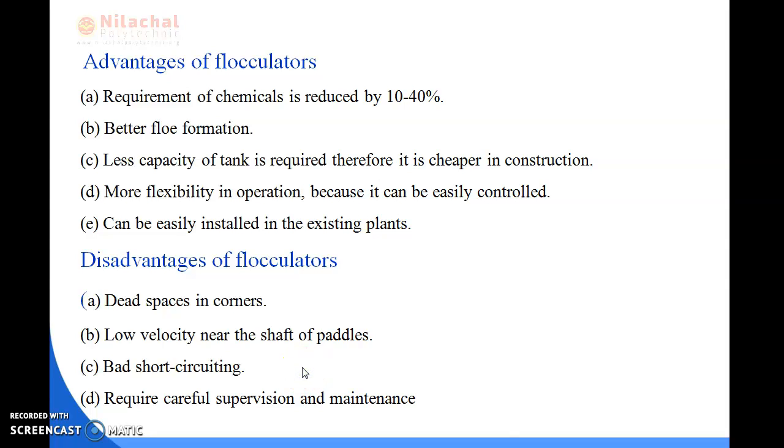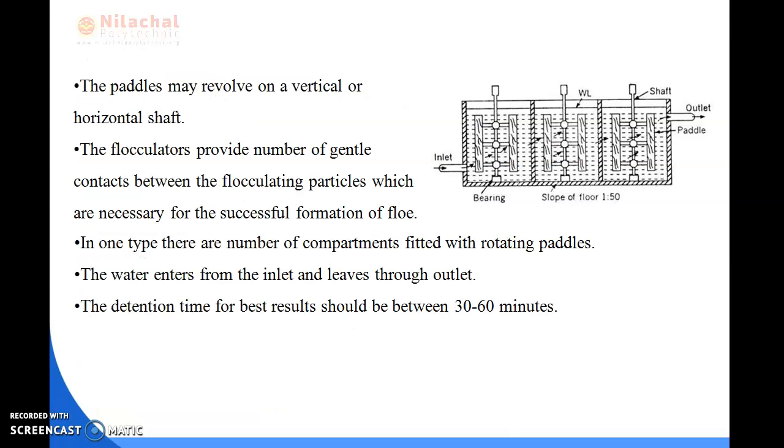Good morning everyone. So today we will be discussing the advantages and disadvantages of flocculators. In the previous slide we have already discussed what flocculators are, what flash mixing is, and the types of coagulants.